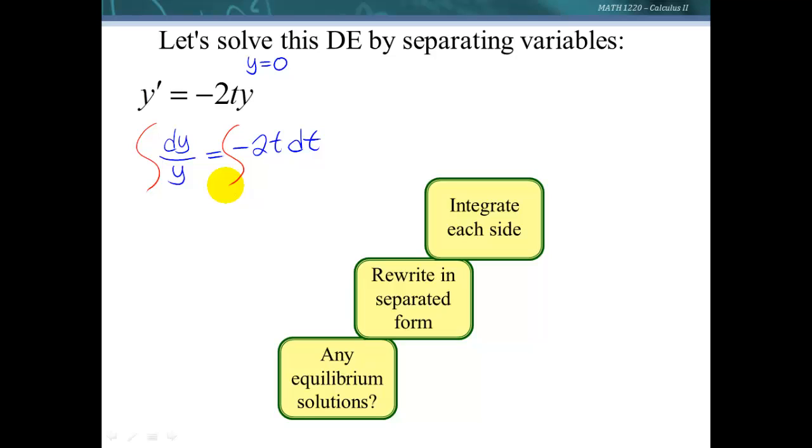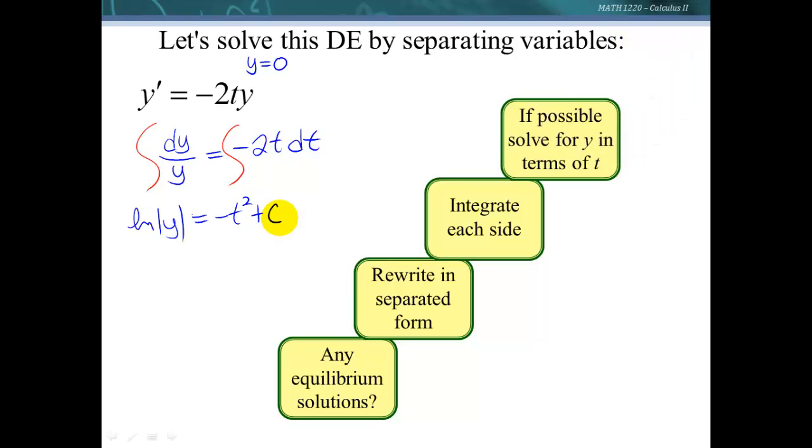So we're now basically after the antiderivatives. This side is going to be the natural log of the absolute value of y. We won't put our plus a constant because we'll combine it over here. So this is going to be minus t squared and then plus a constant.